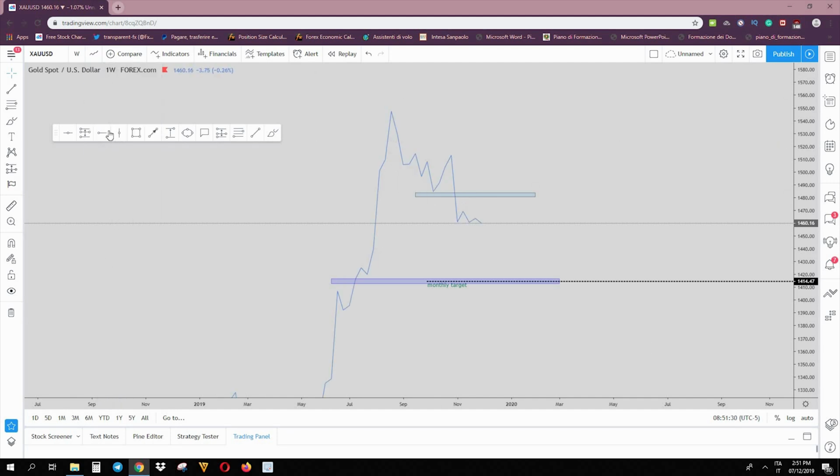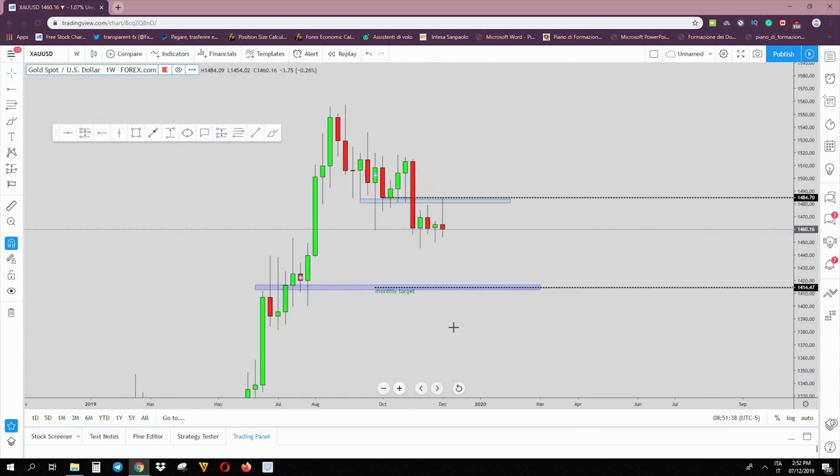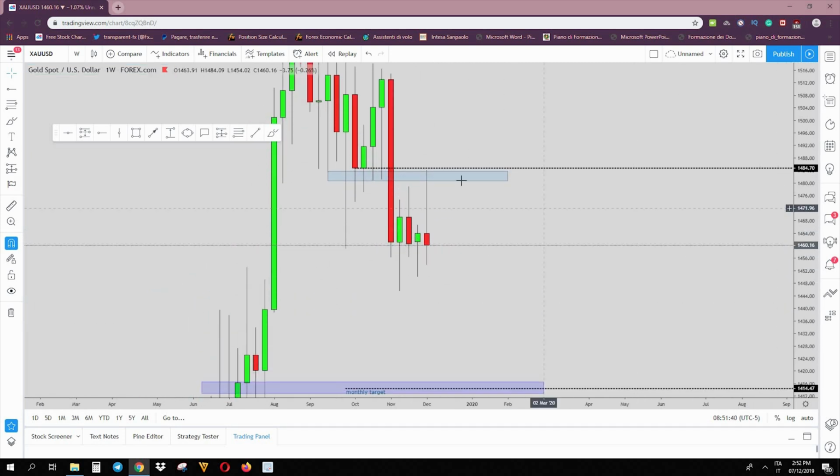If you go down on the line chart, what you will clearly see, if you take your horizontal ray and put it exactly on the close, the market went for a perfect retest of this region. Why did the market go so close to the close and then reject?